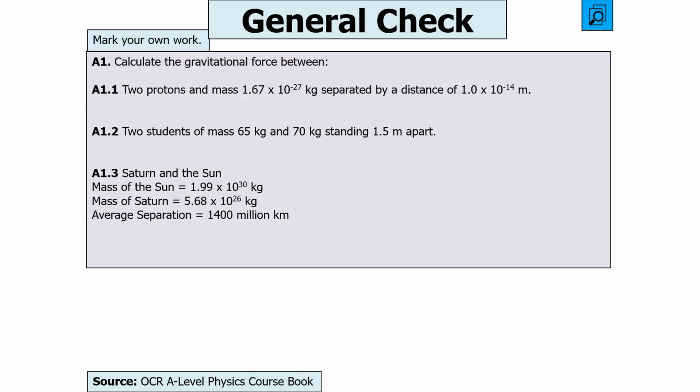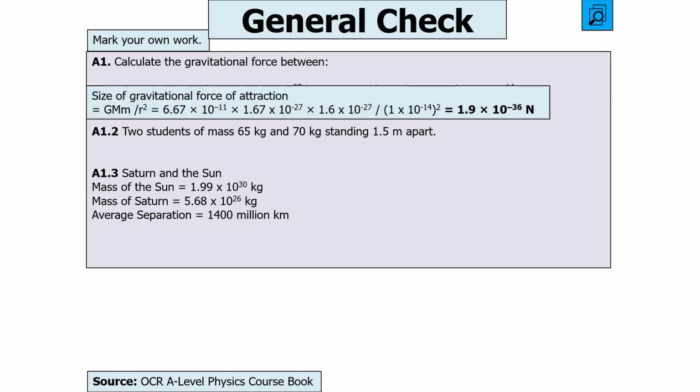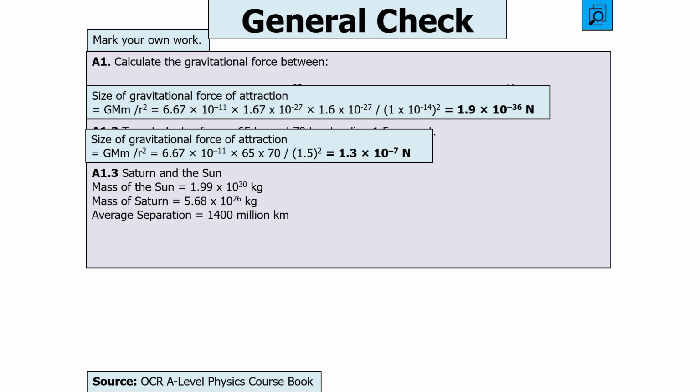Right, so again, this is using Newton's law of gravitation, where F is equal to GMm over r squared. So in this first one, you pop in all the values. Now again, remember it's r squared, and then you get your answer to be 1.9 times 10 to the minus 36 newtons. Again, you pop in these values, F equals GMm over r squared. Again, remember to square r. So we get 1.3 times 10 to the minus 7 newtons.